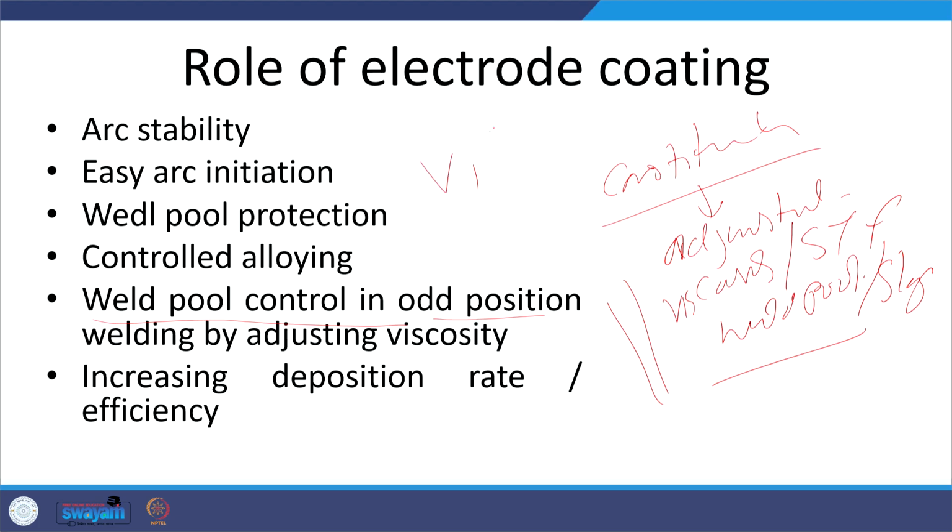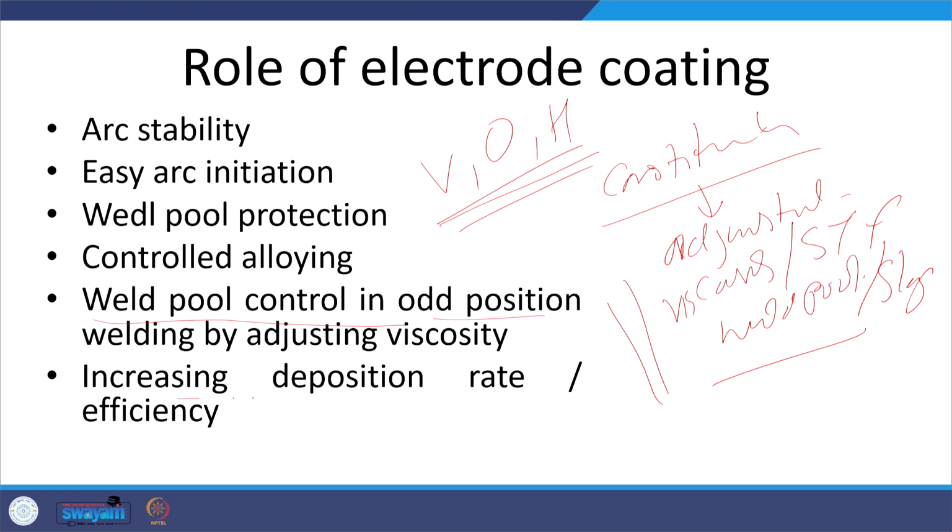So, for vertical, overhead, even in horizontal position, the alloying elements or the constituents are added in the flux in such a way that whatever slag or molten metal is produced is of higher viscosity. So, in odd position, where the molten metal will have a higher tendency to fall down during the welding, if we increase the surface tension, then this tendency is reduced.